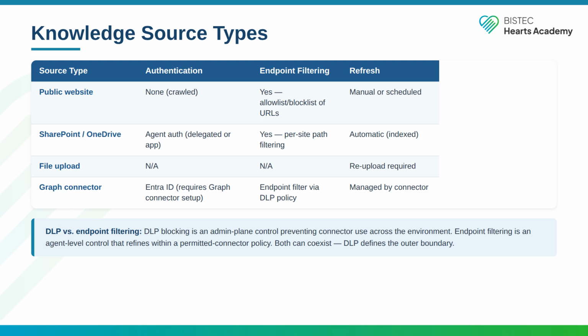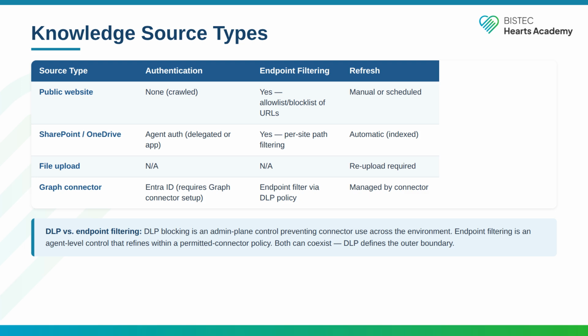File upload sources require no authentication and offer no endpoint filtering. The file is embedded in the agent's knowledge base at upload time, and re-upload is required to update the content. Use case: static reference documents such as policy PDFs or product catalogs. The governance risk is stale content. There is no automatic refresh signal when the source document is updated at its origin.